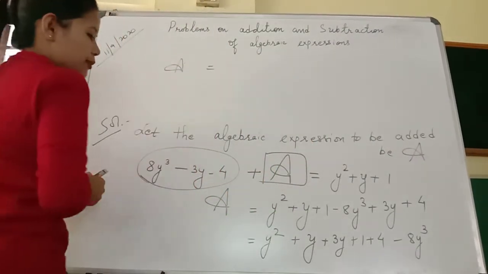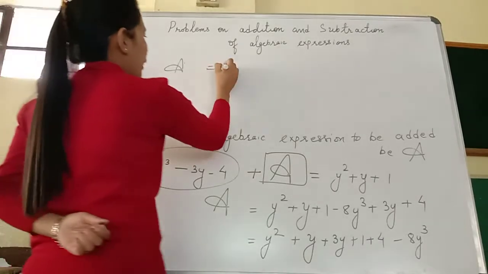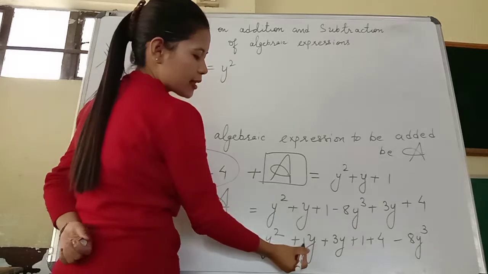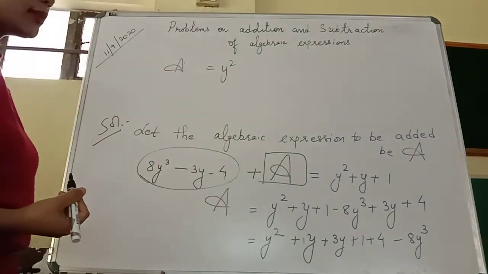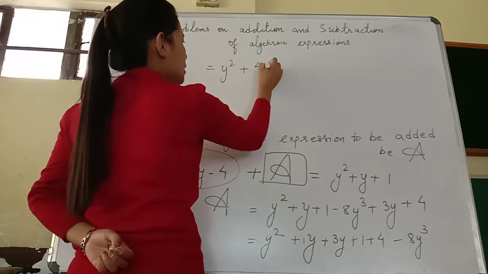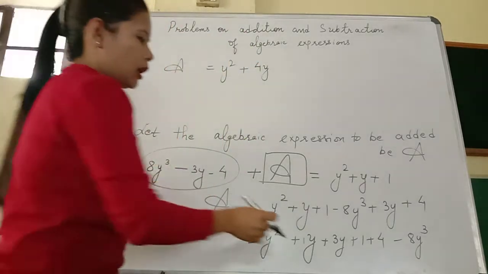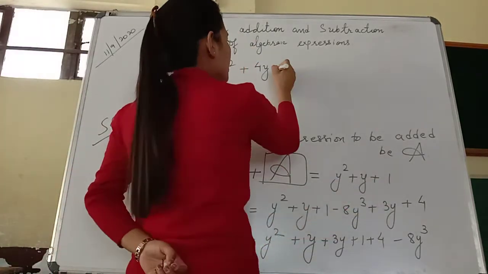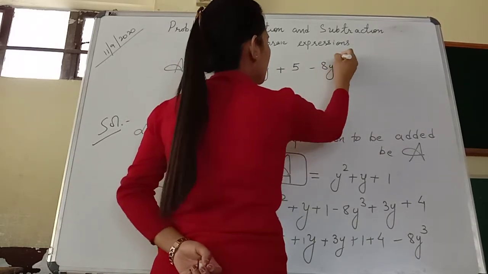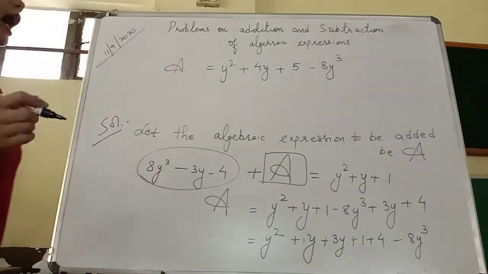Now a will be equal to y squared, y plus 3y. So this y has 1 as a numerical coefficient. So 1 plus 3 is equal to 4. So this gives us 4y plus 1 plus 4, which will be equal to plus 5 minus 8y cube. So this is your answer.